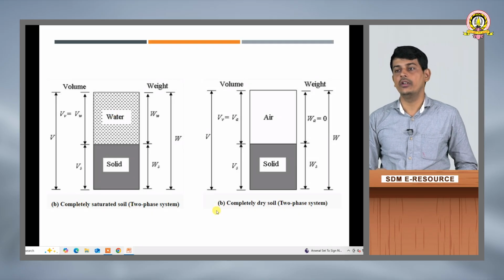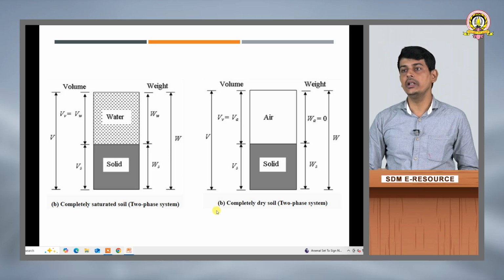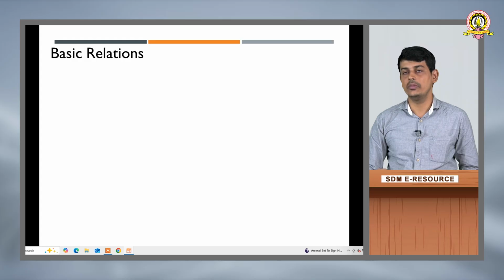Similarly, in the case of completely dry soil also, complete voids will be filled with the air. So, again it is reduced to a 2-phase system. Now, we will see some of the basic relations based on this 3-phase as well as 2-phase diagram.